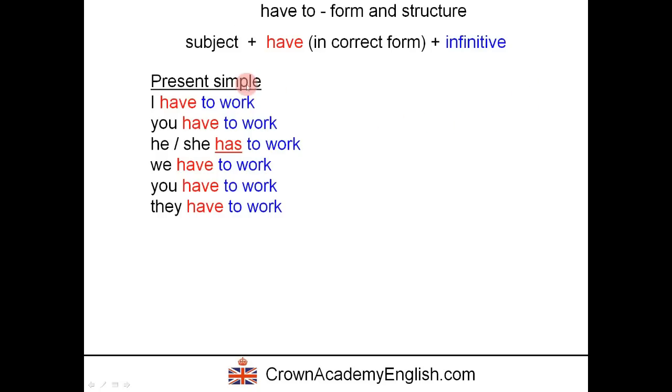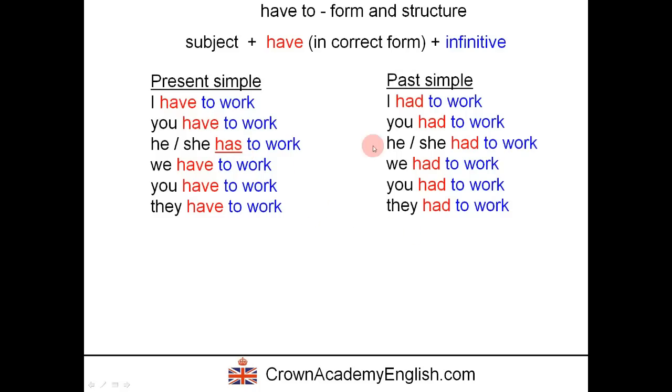So this is the present simple of have to. Remember, I said that we put have in the correct form. So we take have as a main verb and we put it in the correct form. The correct form here is in the present simple. I have to work. So to work, this is the infinitive. I have to work. You have to work. He or she has to work. We have to work. You have to work. They have to work. So notice the only one that changes is the third person singular.